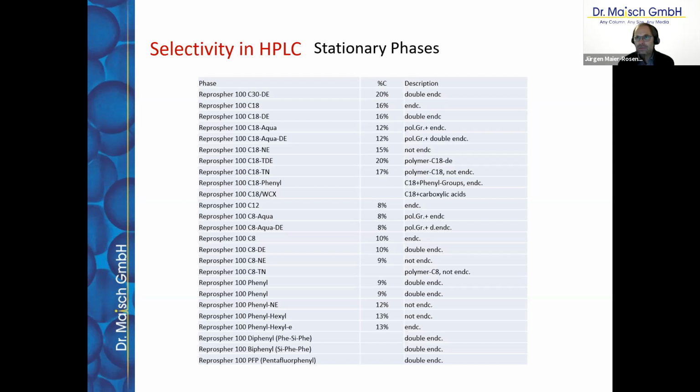The first help for choosing the columns is the carbon load. Here it's all ReproSphere 100, so they may all have the same surface, and if you have a pretty high carbon load, like here, this is 20% carbon, then it's pretty clear we have a very strong hydrophobic character.